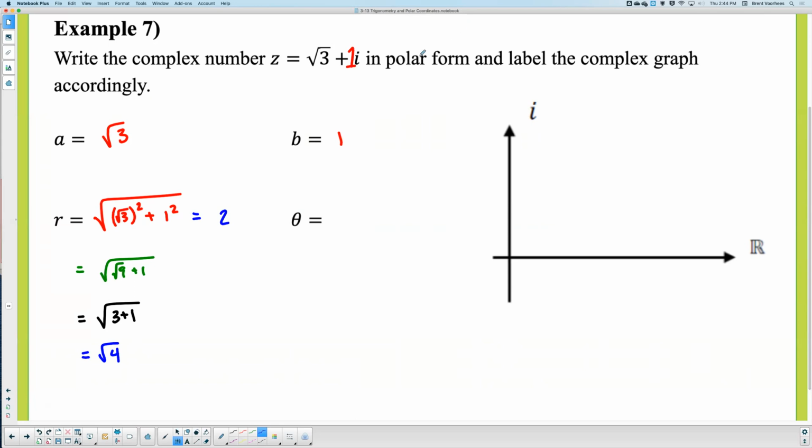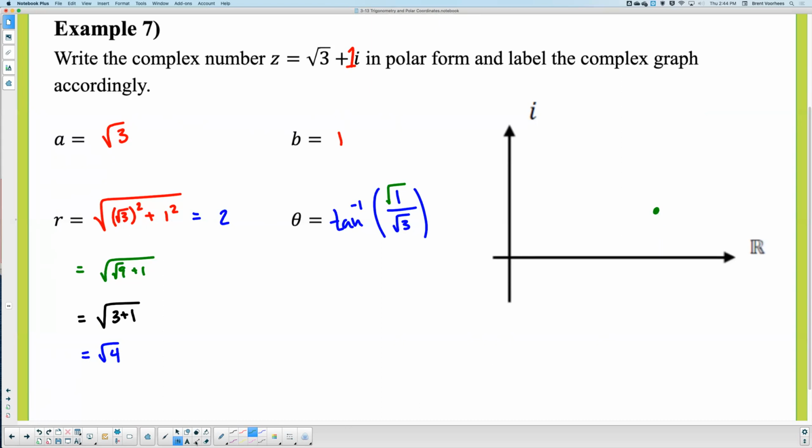Now, how would I get my theta? Inverse tangent of what's in place of y over x. 1 over the square root of 3. By the way, what quadrant would this be in? First, so do I need to add a pi? No adding pi, because we're good. And I can plot this point. I'm just going to go somewhere out here. Square root of 3 is approximately 1.73. So I'm just going to make it about right there.